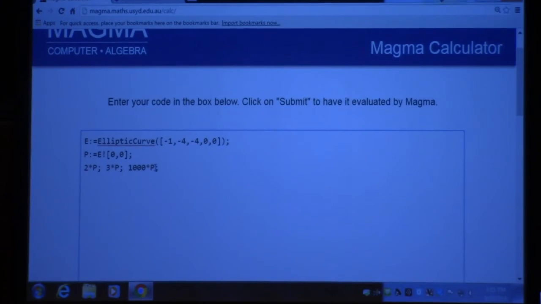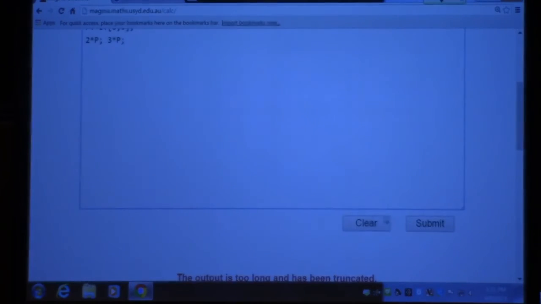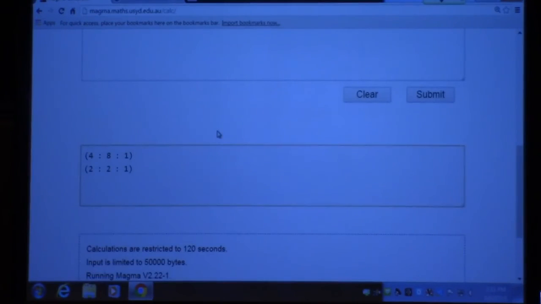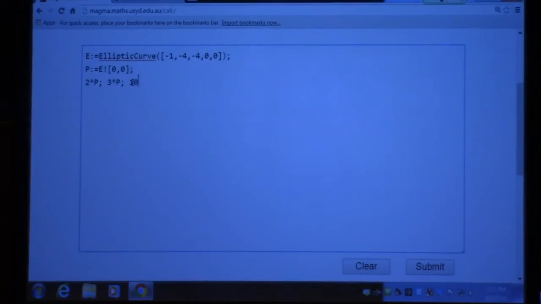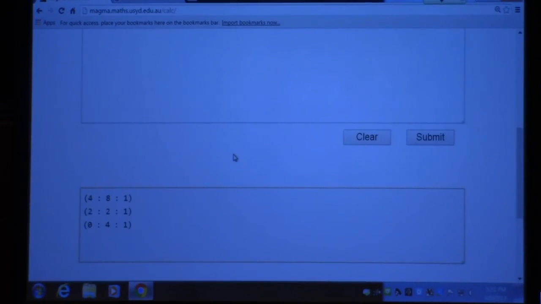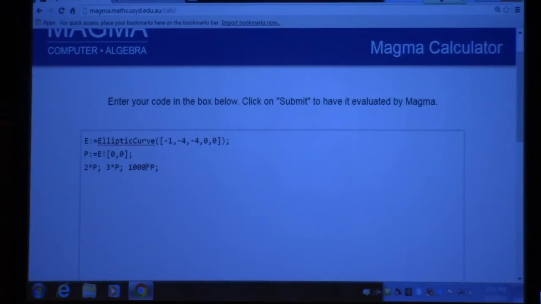And then calculate those multiples and see what happens. 4, 8, 1, 2, 2, 1. Those are projective coordinates. We can try again 1000P. See what happens here. It doesn't blow up to the sky in terms of the number of digits. It's (0, 4) again. Why? Well, let's see what happened. Sometimes it doesn't, sometimes it does.